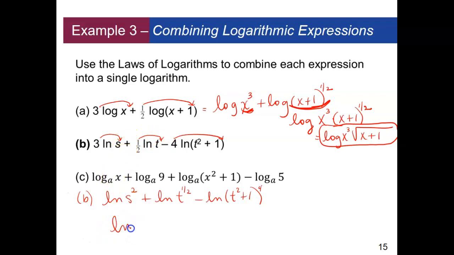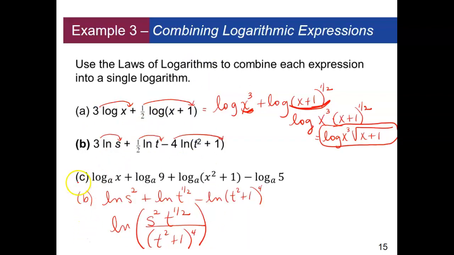Now I want to combine it into a single logarithm. So anything that's positive will go in the numerator, anything negative will go in the denominator. So I'm going to have s to the 2nd times t to the 1/2, and then here I'm going to have t squared plus 1 to the 4th power. And that's going to be the condensed form of the logarithm. We only want to write log one time. When we're combining it into the single logarithm, we don't want to have ln appearing more than one time in our expression.